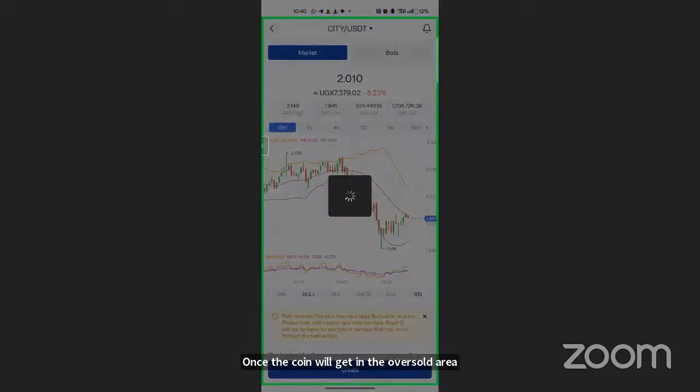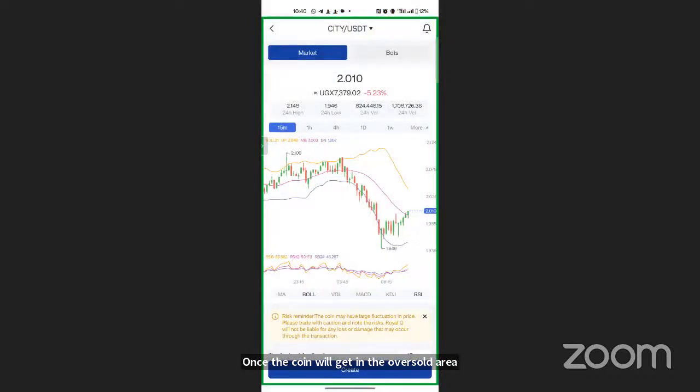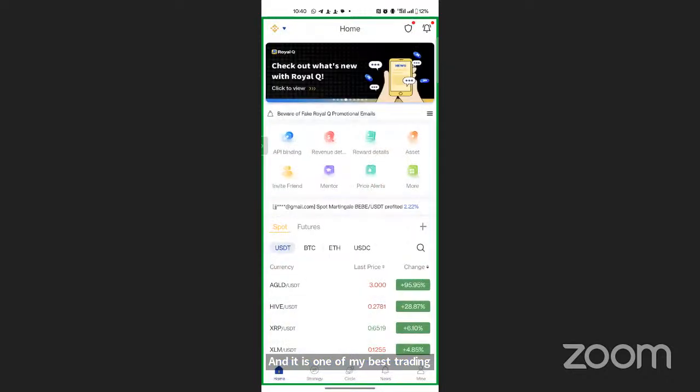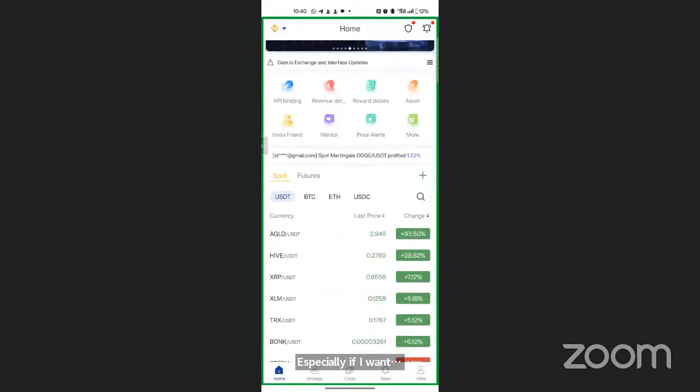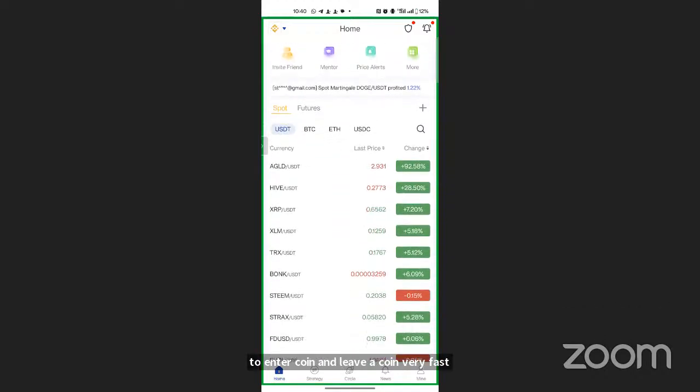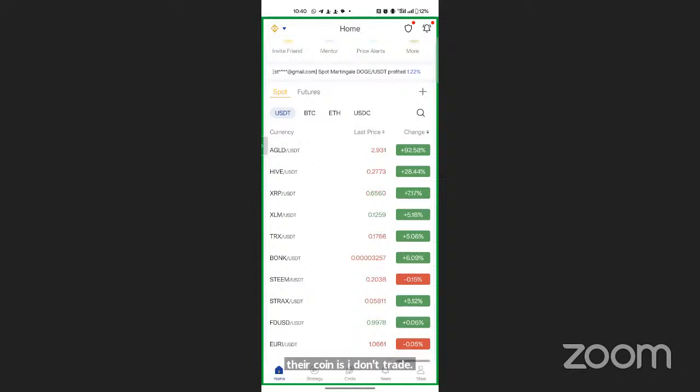Now, although that is a very good strategy, this is just an addition. And it is one of my best trading tricks, especially if I want to enter a coin and leave a coin very fast. There are coins I don't trade. I don't trade XRP, LOM.